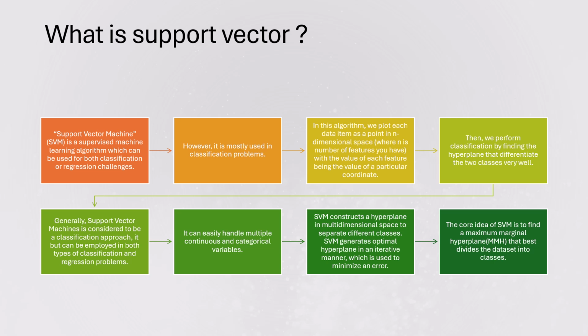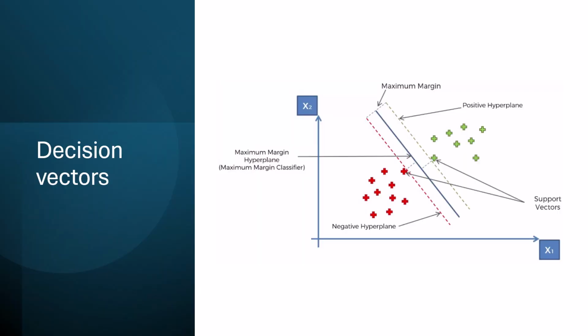Generally, support vector machines are considered to be a classification approach. It can easily handle multiple continuous and categorical variables. Support vector machine constructs a hyperplane in multi-dimensional space to separate the different classes. The core idea of support vector machine is to find a maximum marginal hyperplane that best divides the dataset into classes. Decision vectors are shown on the screen.